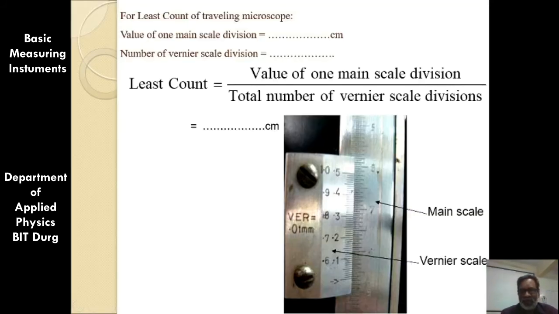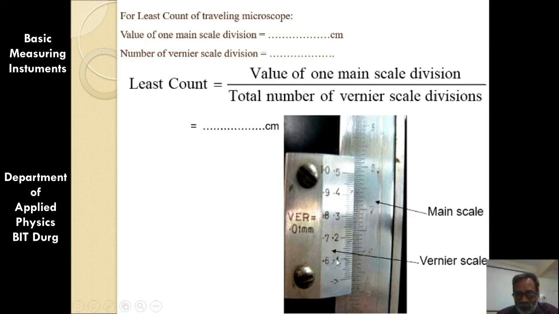The scale which I was talking about, you can see here, this is the vernier scale used in the traveling microscope. Here the distance between 7 centimeter and 8 centimeter, can you see this? This is divided into 20 equal parts. So 1 centimeter divided by 20 is equal to 0.05 centimeter, which is the value of one division of the main scale.